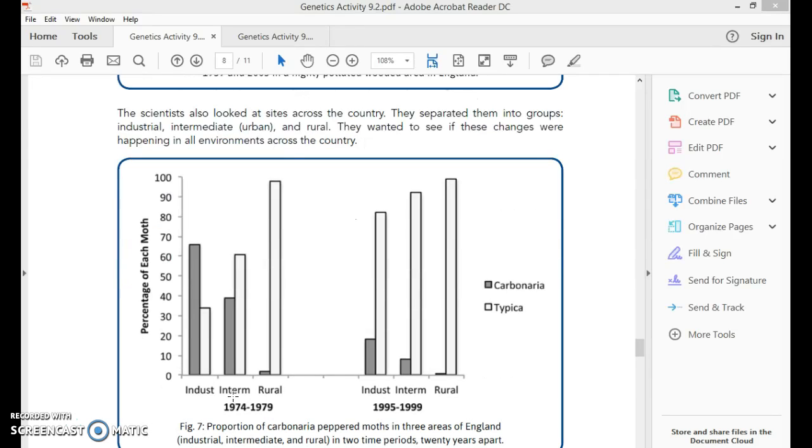And to go back to that evidence column, for the second graph, you could say something like that the graph shows that at the industrial and intermediate sites there were proportionately more Carbonaria in both of those places than there were in the 1990s. And when England started to reduce pollution in the 1950s, and from the 1970s to the present, the air has become less polluted.